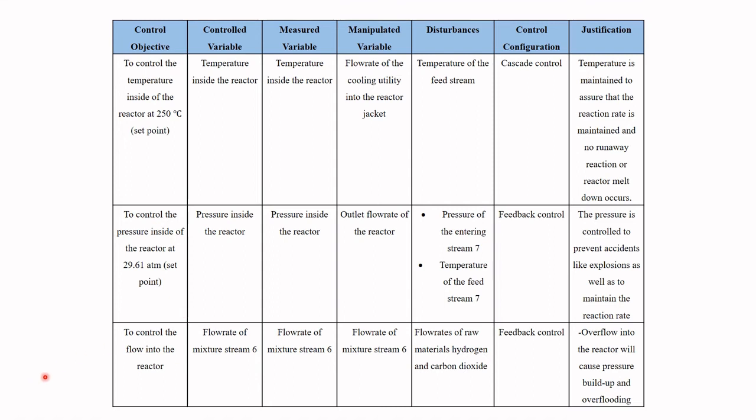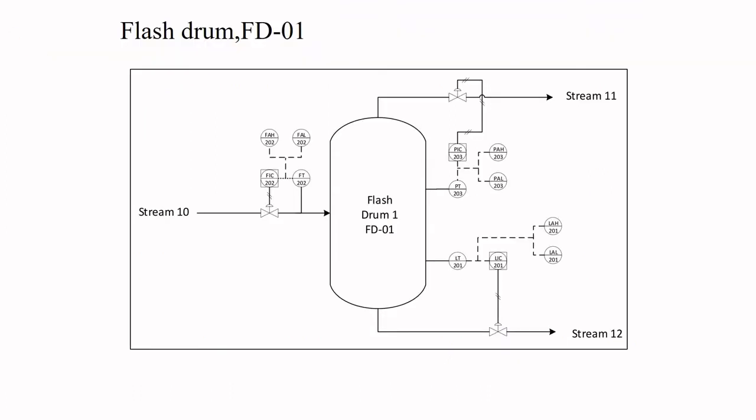Furthermore, the flow into the reactor is controlled to prevent the overflow, which will cause pressure buildup. Thus, the flow rate of mixture into the reactor is measured and manipulated. The control configuration is also feedback control. Next, for flash drum, the pressure, level of the flash drum, and flow into the flash drums are controlled to maintain the efficiency of separation.